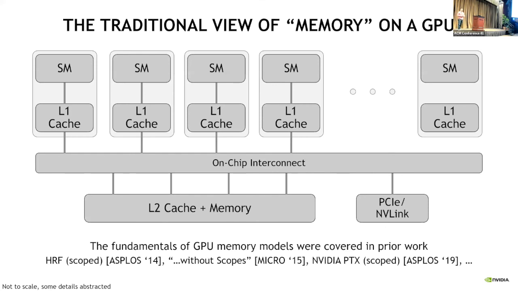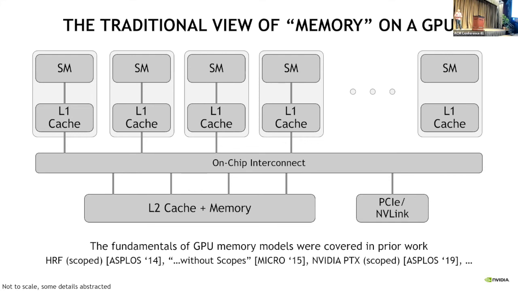So let me start with a little bit of recap. So this is what a generic traditional view of memory might look like on a GPU. So up at the top, we have these SMs, the streaming multiprocessors. That's where the cores are. Each SM has an L1 cache. Those L1 caches are connected to some big on-chip interconnect, which is in turn connected to a big L2 cache and memory, and also connected to PCIe or NVLink or some other interconnect to talk to other devices in the system, CPUs or GPUs. And again, this has been widely studied in prior work.